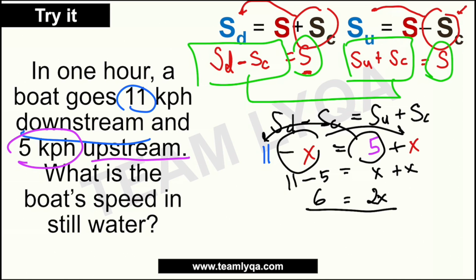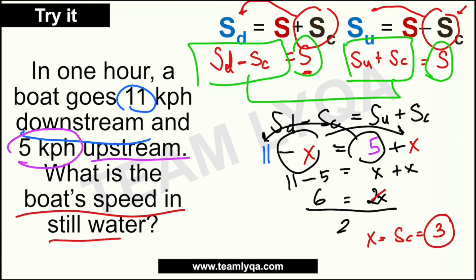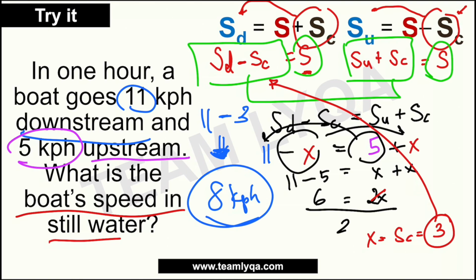Kung i-divide natin both sides by 2 para ma-cancel natin ito. Ang X natin, or the speed ng current, is 3. Okay, 3 kilometers per hour. So, ano ang speed ng boat in still water? Isa-substitute ko lang yung 3 sa isa sa kanila. Okay? Now, dahil ang speed moving downstream, sabi natin is 11, ima-minus ko lang yung 3, lalabas yung speed ng boat in still water, which is 8 kilometers per hour. Yun yung final answer natin.